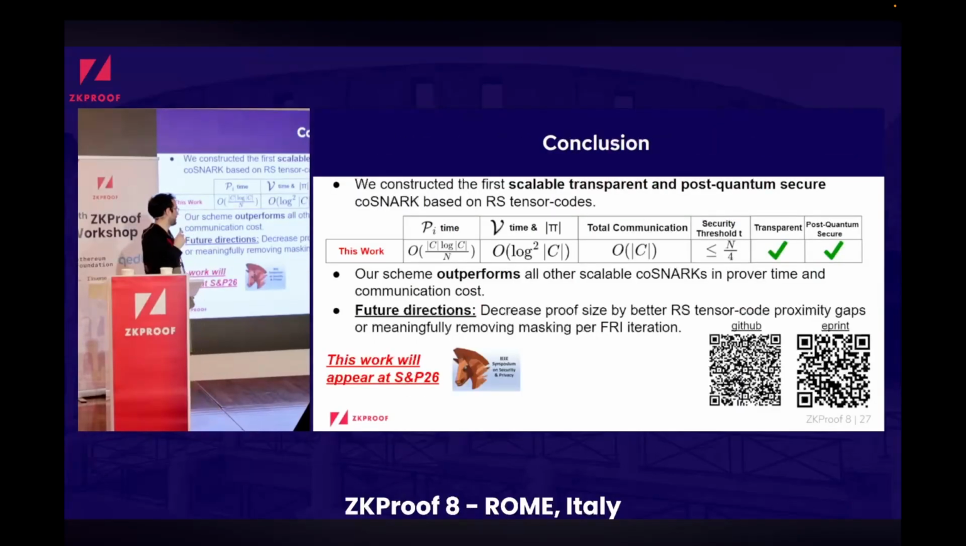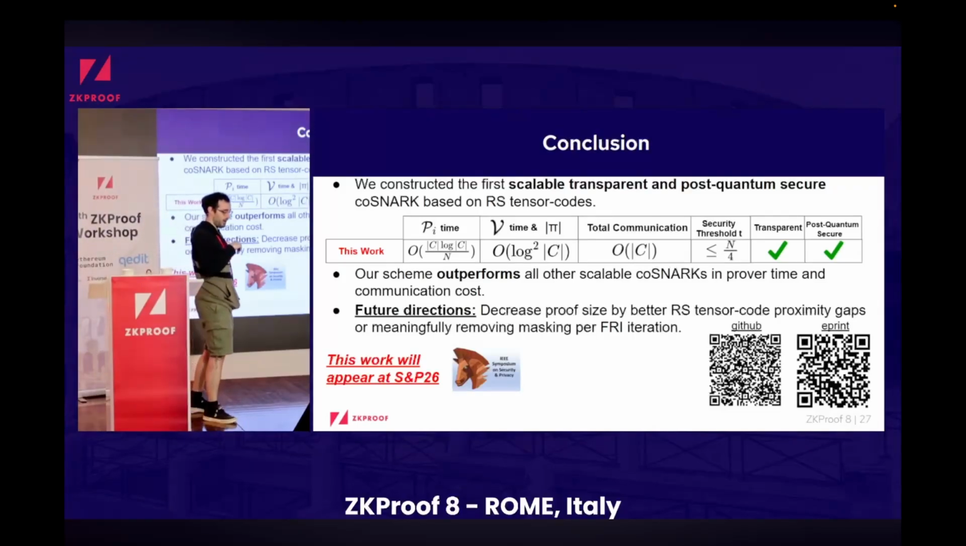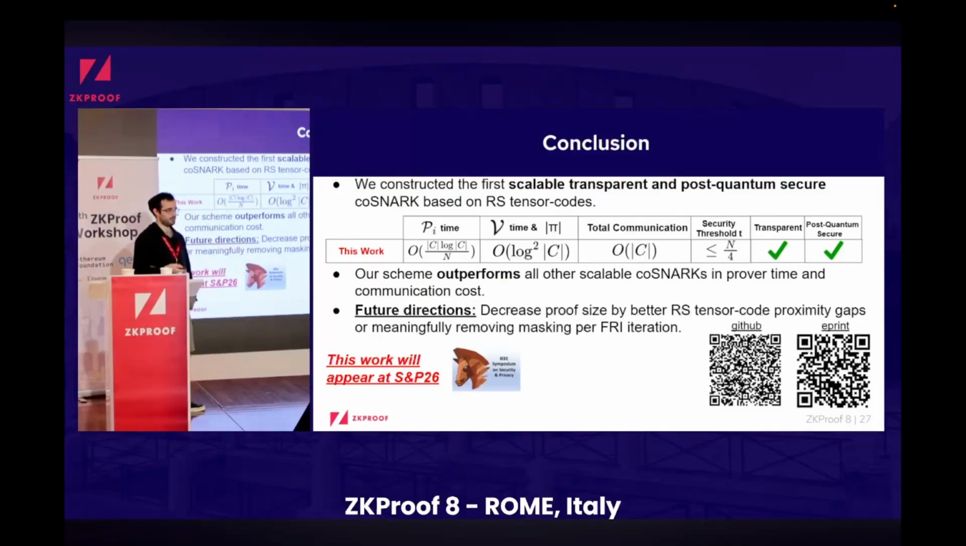So, okay, conclusion. We constructed the first scalable, transparent, and post-quantum secure SNARK. Our scheme outperforms all existing schemes, and some future directions are to decrease the proof size, and this can be done by finding better proximity gaps for Reed-Solomon tensor codes, or removing the masking per FRI iteration in a meaningful way. So that's all from me. Thank you.